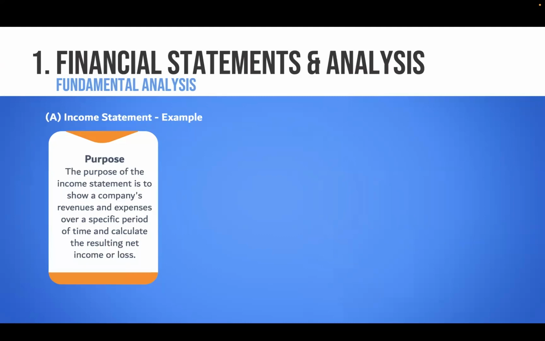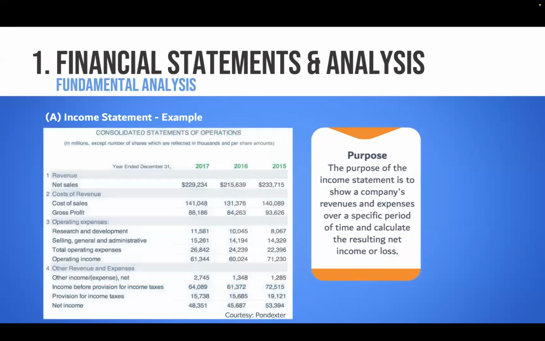So the first statement is the income statement. Now, this is the most important statement of all. And this basically shows company's revenues and expenses over a specific period of time. And in the end, calculates whether the company made a profit or not. So if it's a quarterly income statement, then it's going to talk about revenues received in a quarter. So in this case, we have the annual report, annual revenues.